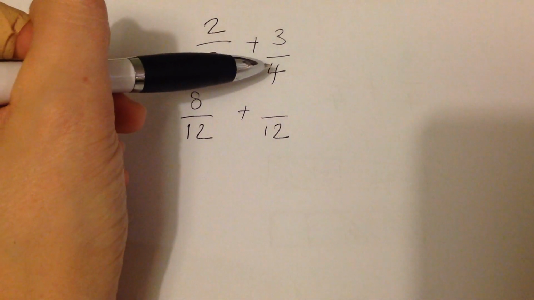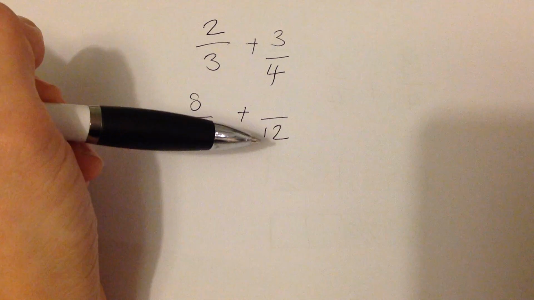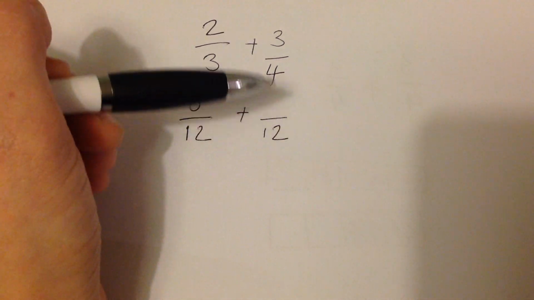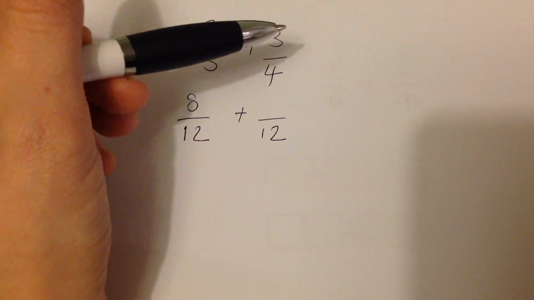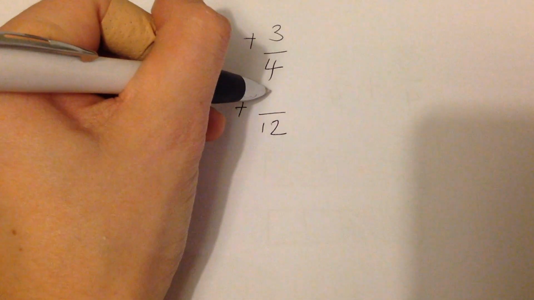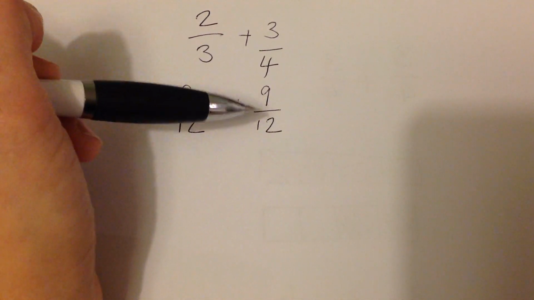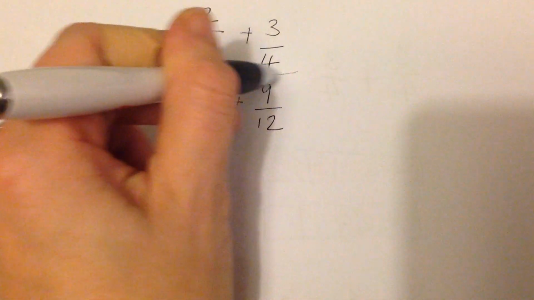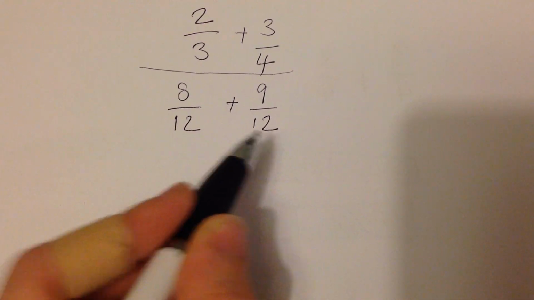So I'm going to do the same thing over here, but I have to be careful because what have I multiplied 4 by in order to get to my twelfths? I've multiplied it by 3 on this occasion. So therefore I need to multiply my 3 also by 3. So 3 threes are 9. So 3 quarters and 9 twelfths are equivalent to each other. I'm just going to draw a line because they're a bit close. So now I've got the same denominator on the bottom.